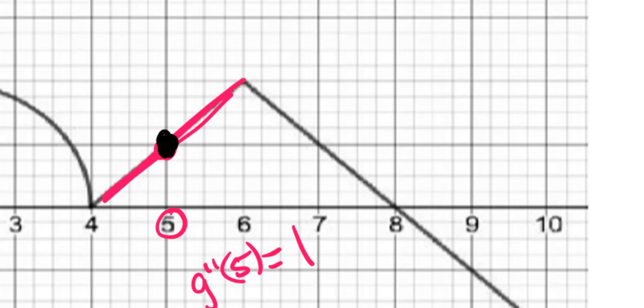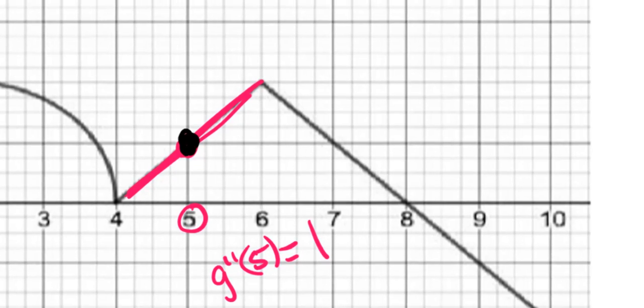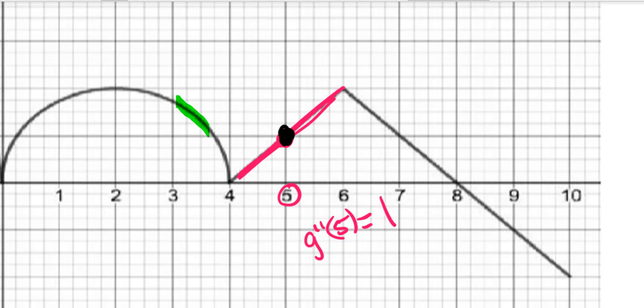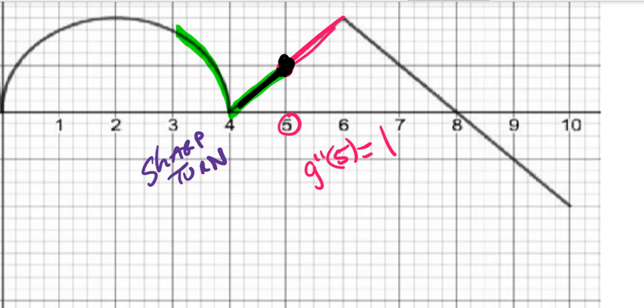Now, on the next one, we're asked to find g double prime of 4. So I wanted you to take a look at 4, and you should notice something kind of weird going on here. We've got our slope, we're decreasing, and then it bounces off of that axis and goes the other direction. So you should recognize that as a sharp turn, right? So that sharp turn right there means that our function, g prime, is not going to be differentiable because of that.